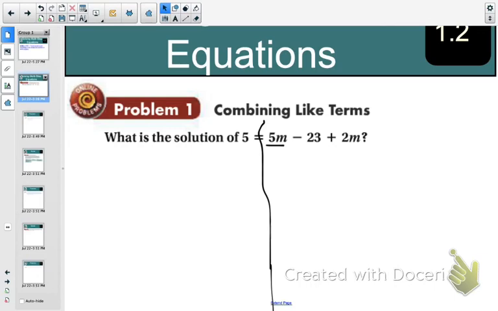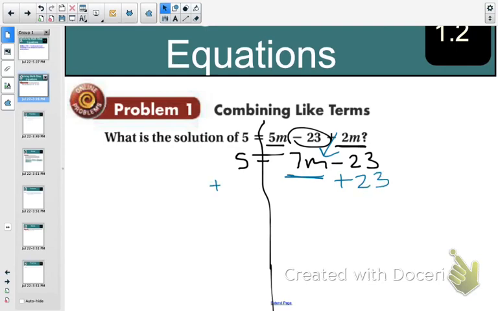Notice this is a positive. This is also a positive. So 5m plus 2m is going to give me a total of 7m's on that side. So 7m, still have this minus 23 hanging out. Okay, now I can start solving it by isolating my variable m. Here's m. So I want to get rid of the thing that's furthest away from the variable right now. And since 7m is grouped together as one term, I need to get rid of the minus 23 first. So I'm going to do that by doing the inverse operation and adding 23 to both sides, like so.